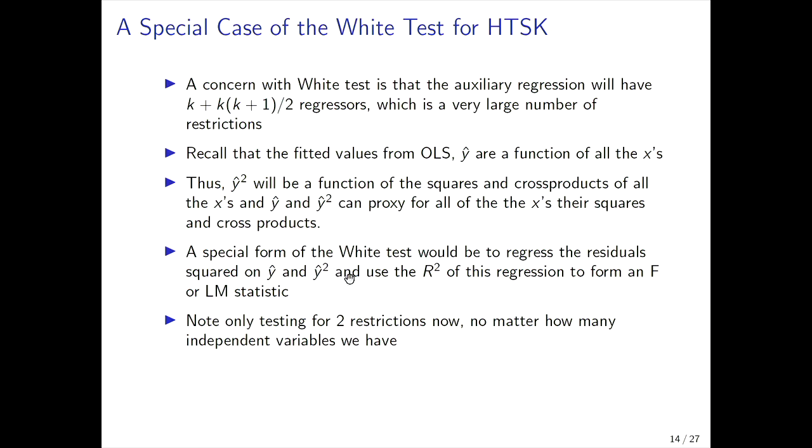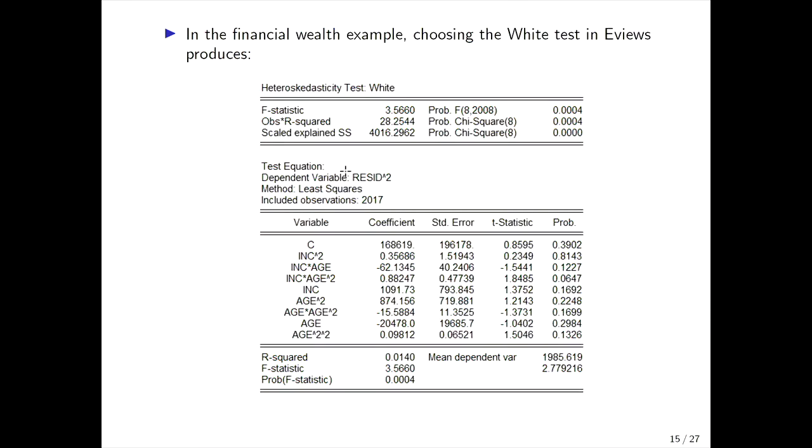So we've just discussed the special case of White's test for heteroskedasticity. Now here's the example we looked at previously, and we want to test for heteroskedasticity in this financial wealth example. And this time in eViews, instead of choosing the Breusch-Pagan test, we chose the option White test. As you'll see when you have your tutorial on heteroskedasticity, both the Breusch-Pagan test and the White test are automated in eViews. So in this case, we've told eViews we want to perform the White test for heteroskedasticity.